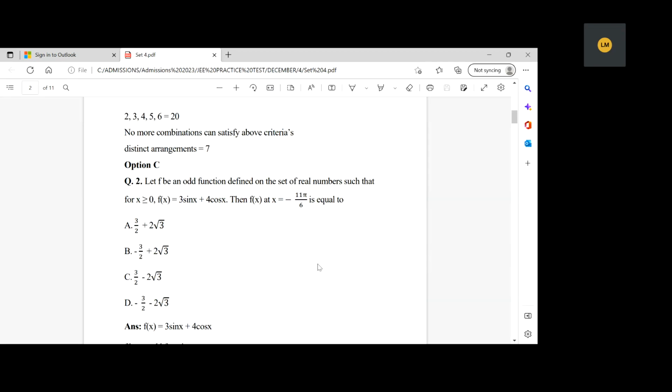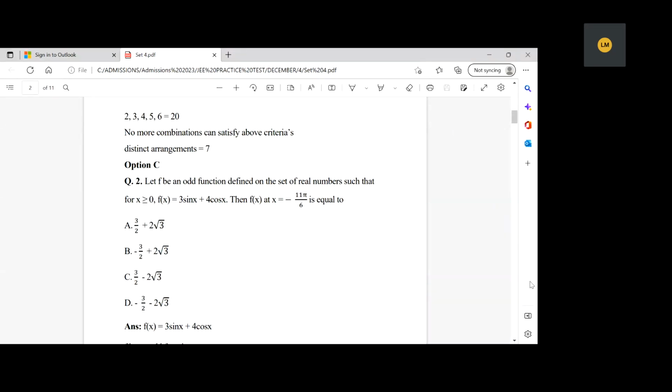The clues given to us: I have the function f of x. They have given me something like x is greater than or equal to 0. F is an odd function. It's defined on the set of real numbers. I need to find out f of x at the particular point where they have given the value of x as minus 11 pi by 6. So I'll give you 2 to 3 minutes to analyze the question, what is there, and then we can start solving it.